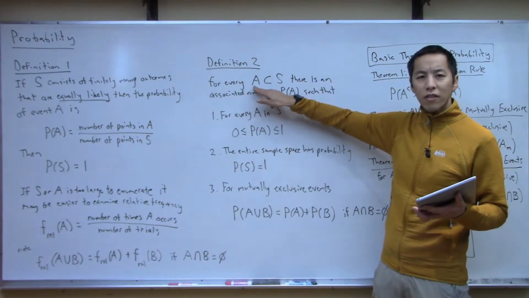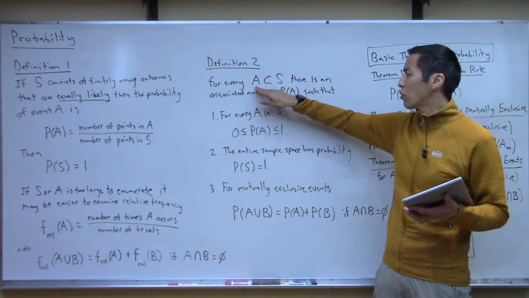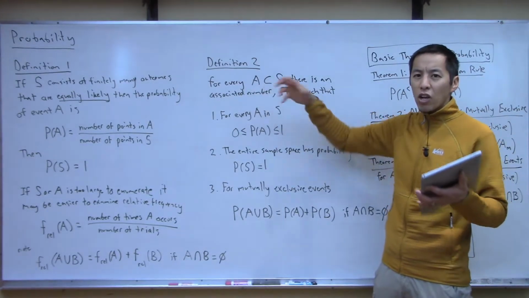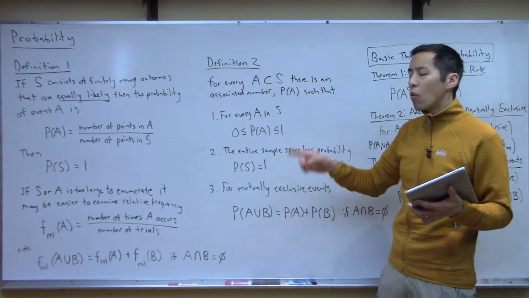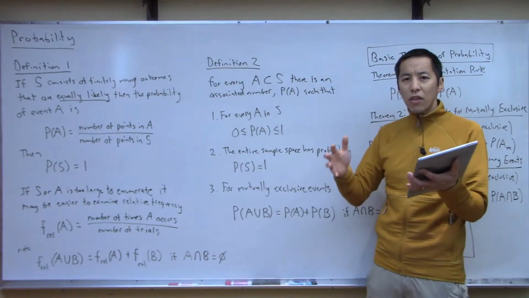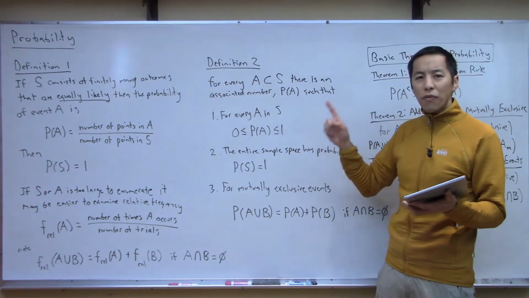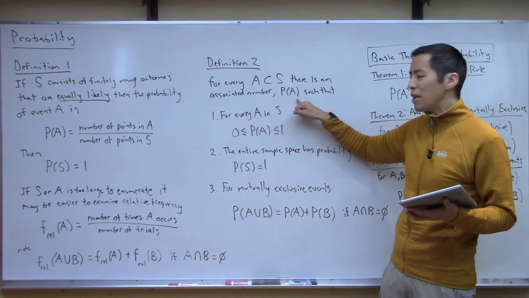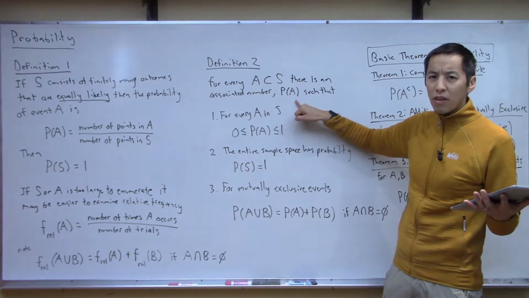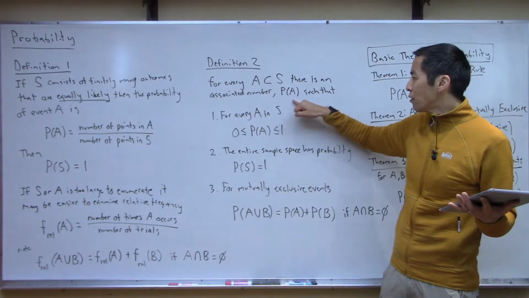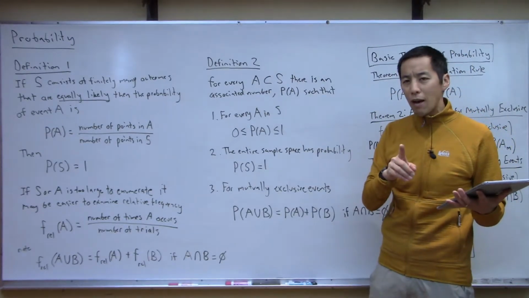So for every subset A in the sample space, this is just some event A. It could be small, it could be large, whatever. It's just a subset of S. So for every set A that is inside of S, you can find and associate a number. Let's call it P of A. And again, in the back of your head, just think probability of this event A. We're going to define this P of A such that several things happen.